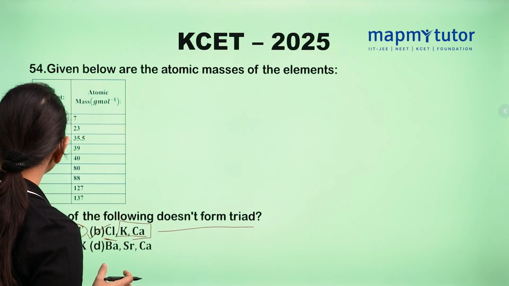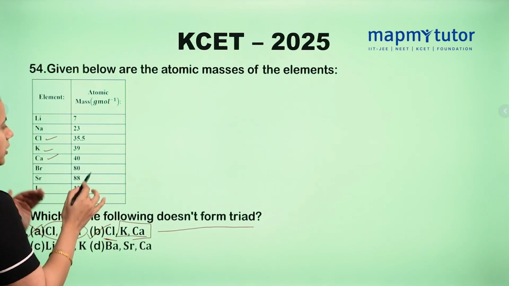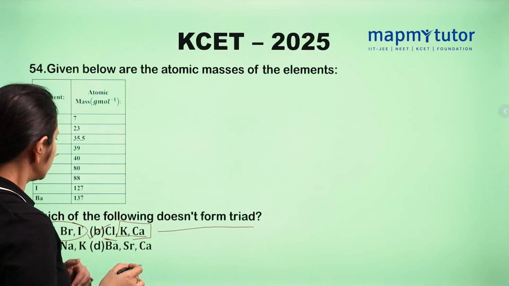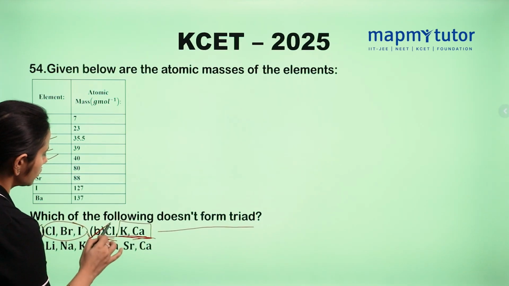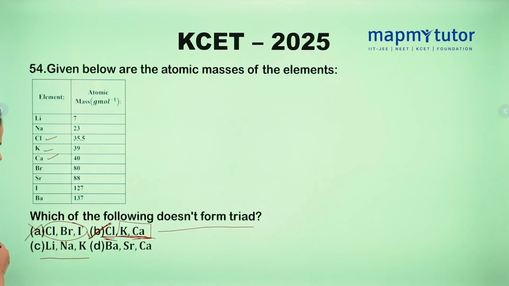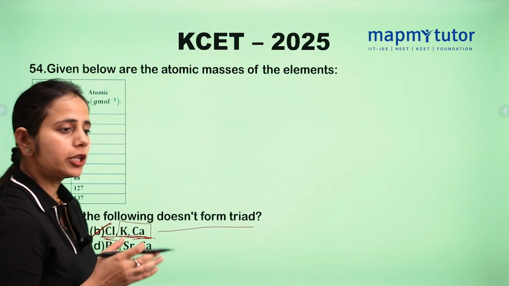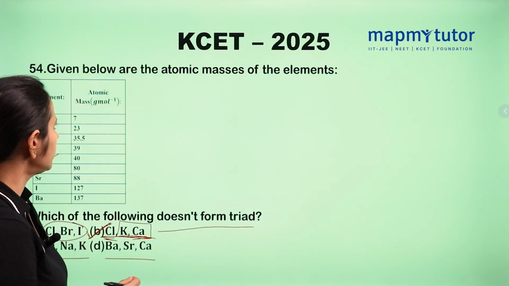Okay. From here also you can see potassium, calcium and chloride. They are not in the same region. Okay. They are metals and they are non-metal. So this can't form a triad. So B is the right option. See here, lithium, sodium, potassium, these are also metals. All three are also metals. So B is the right answer in this case. Only those elements form triads which have similar properties. Okay.